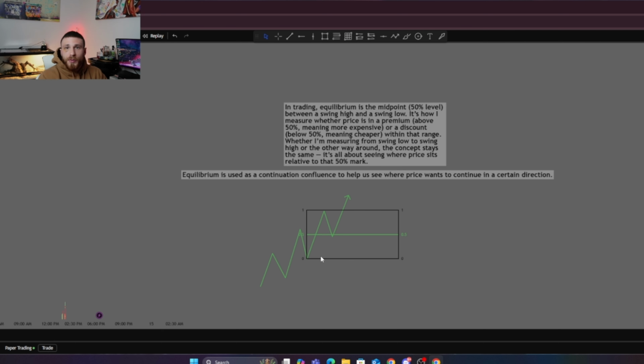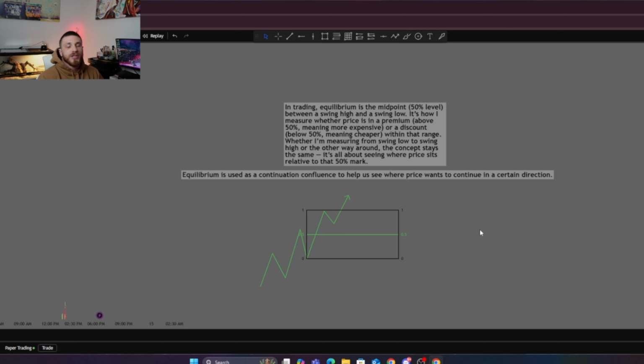If we buy it in the premium, let's just say if price never came down and visited the 50% level, we're not going to want to buy it up here, right? This is going to be a more expensive price. Again, price could continue up, but that's not waiting patiently for our continuation confluences to hit. We want to see it go into discounted price range, get it at a cheaper price instead of buying it at a more expensive price.